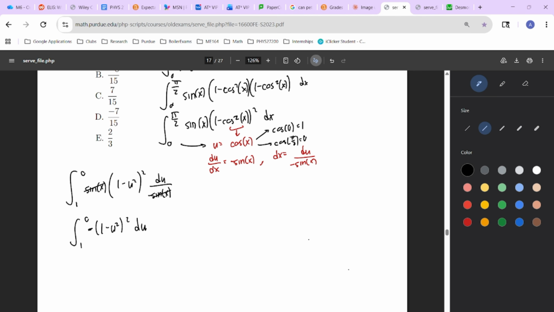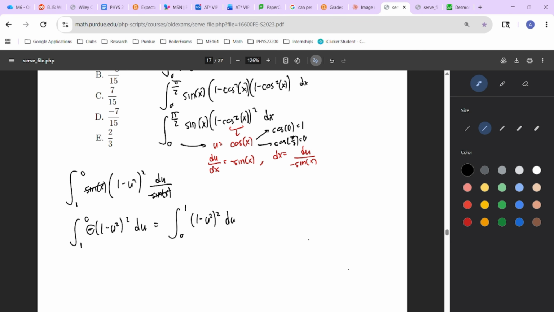Okay, but the nice thing that we can do is we can recognize that, let's just flip this around. The integral from b to a of a function is equal to negative the integral from a to b of that same function, because it's the same area, but you're just integrating backwards. So we're going to flip this. This becomes 0 to 1 of 1 minus u squared du, and this negative sign disappears.